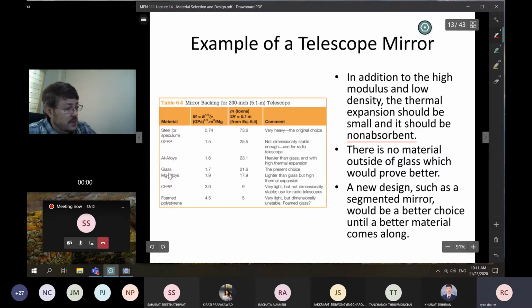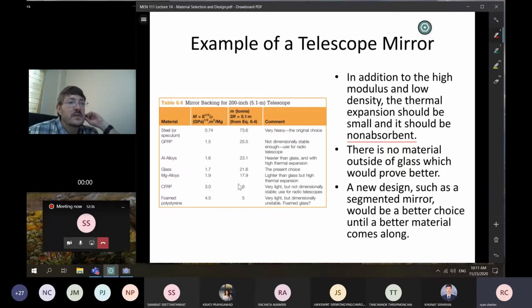Glass is the typical choice, the present choice. Magnesium alloys are lighter, but you still have too much thermal expansion, no good. Carbon fiber reinforced polymers are incredibly light, but not dimensionally stable enough. Again, the thermal expansion and the anisotropic properties are not going to be good enough.